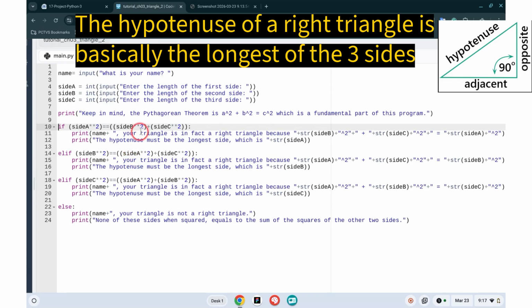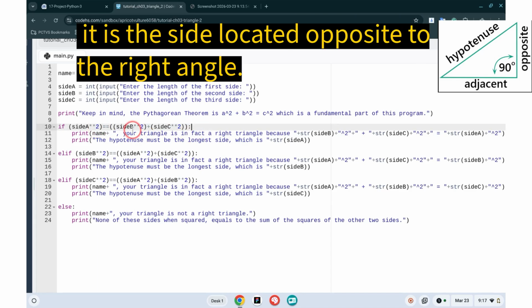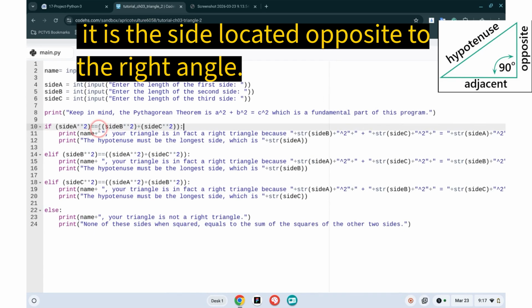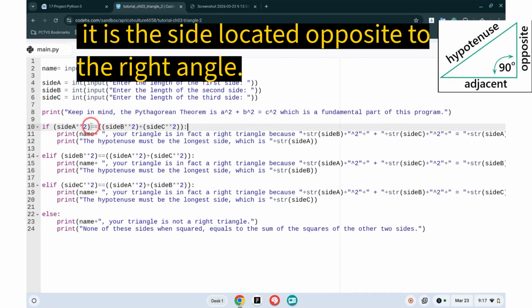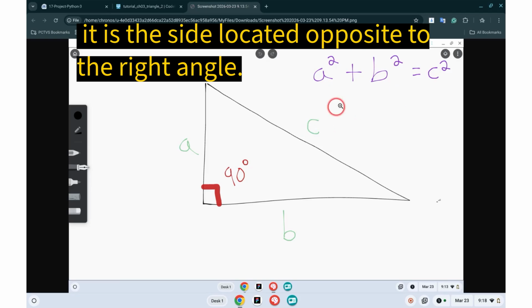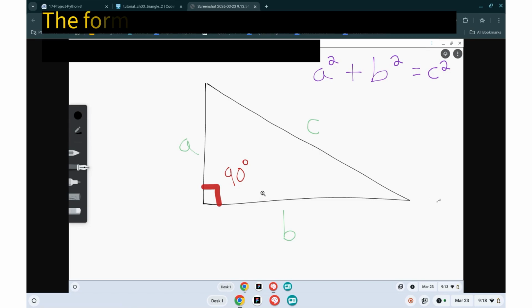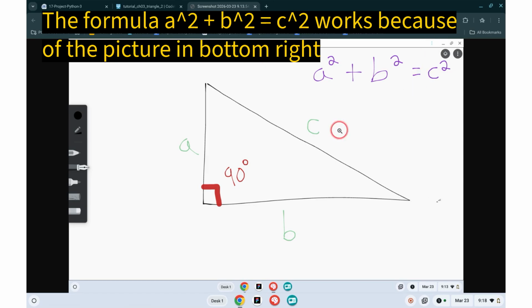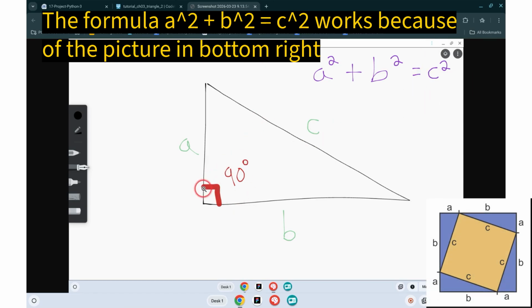It has 4 alternate courses of action. So the first if statement says if side A squared equals side B squared plus side C squared. So remember that the Pythagorean theorem is this, and it can be used on any right triangle, or if you are given three side lengths of a triangle, you can use this to determine if this triangle has a 90-degree angle or not.